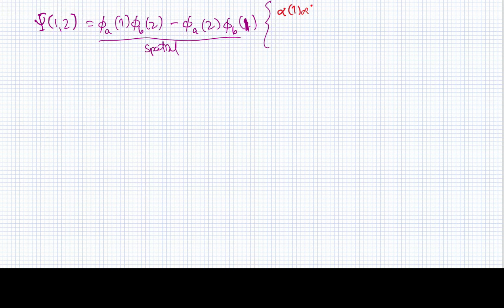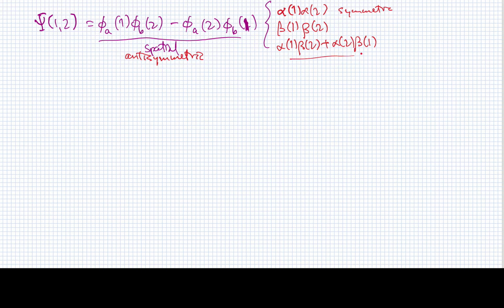I'll have alpha 1, alpha 2. I could have both of these electrons in an alpha state. This is a symmetric spin state, but I have an antisymmetric spatial state. All right, I could similarly have both of my electrons in beta spin states. Or I could have alpha 1 beta 2 plus alpha 2 beta 1. All of these are symmetric versions of the spin state, and I can combine them with an antisymmetric version of the spatial state and still get an overall antisymmetric function.